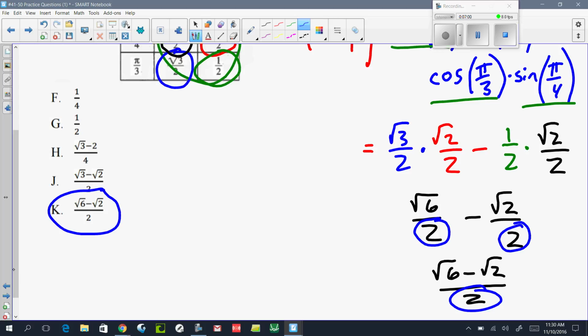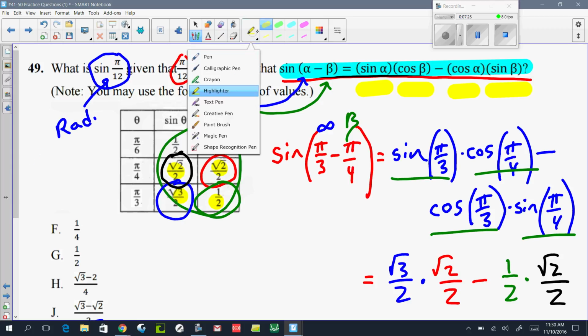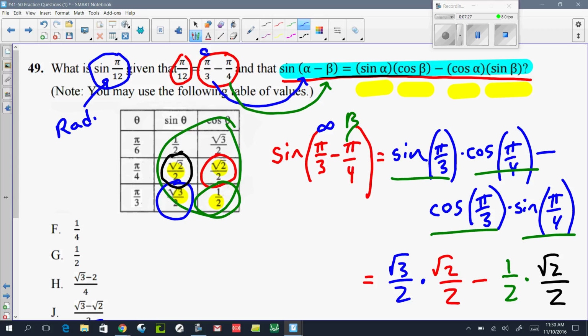So this is basically just giving you one of these theorems. This is actually a difference theorem that you'll have to memorize as juniors in trigonometry. You'll memorize that theorem, and then you're just taking these values out of the table. It does help that they told us that pi over 12 up here is equal to pi over 3 minus pi over 4. So we knew based on this expression that this is going to be alpha in the equation, and this is going to be beta.